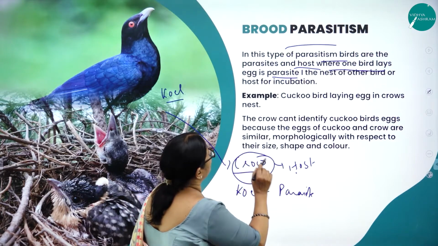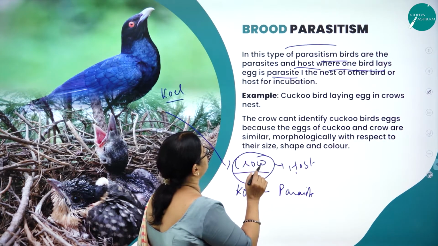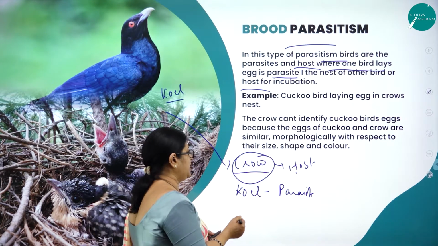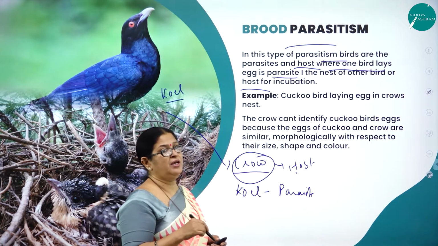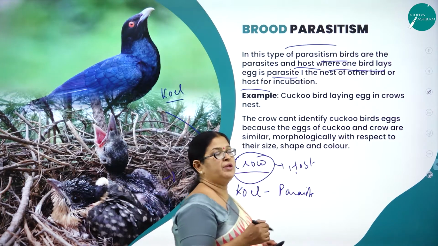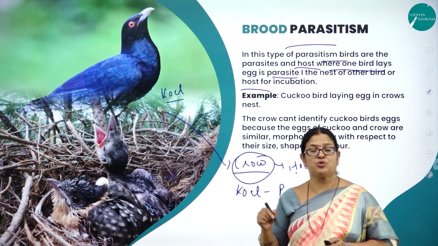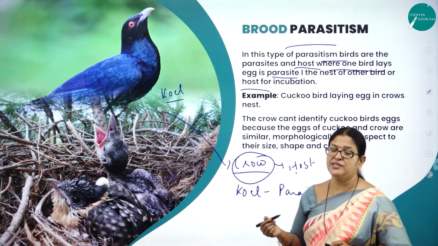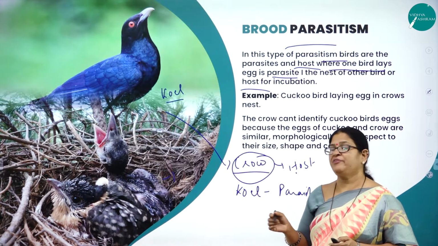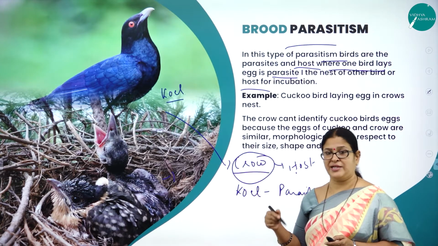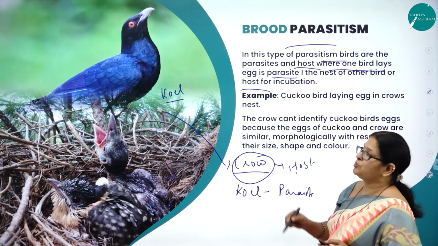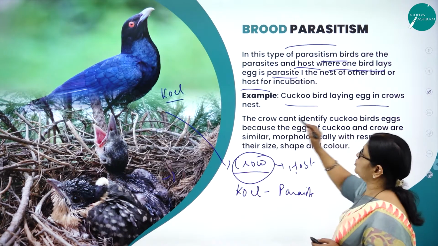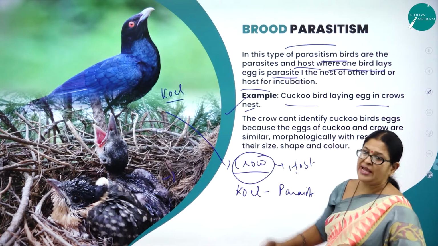So where a parasite uses the nest of another bird, the host, for incubation. So what will it do? This cuckoo will lay eggs in the nest of the crow, and the crow will mistake those eggs to be its own eggs, and it will start incubating and hatching them. And this type of interaction between the cuckoo and the crow is a type of parasitism called brood parasitism. The cuckoo bird laying eggs in the crow's nest is a very, very good example.